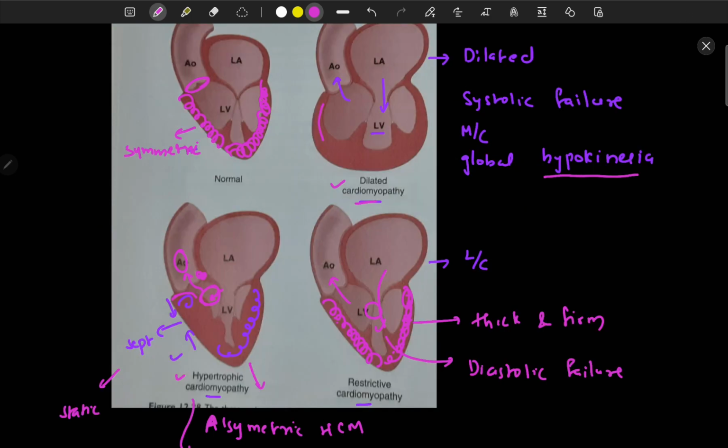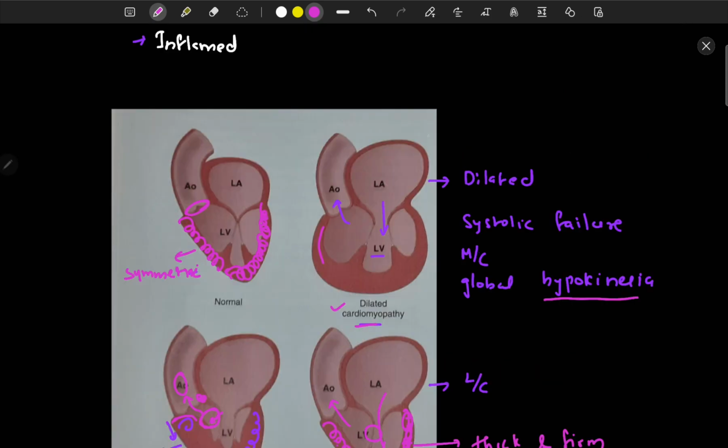And in restrictive cardiomyopathy, the diastole is affected. So now I will go into details about dilated cardiomyopathy. Dilated cardiomyopathy can also be called congestive cardiomyopathy. In it there is progressive cardiac dilation and contractile dysfunction, that is, systolic failure.